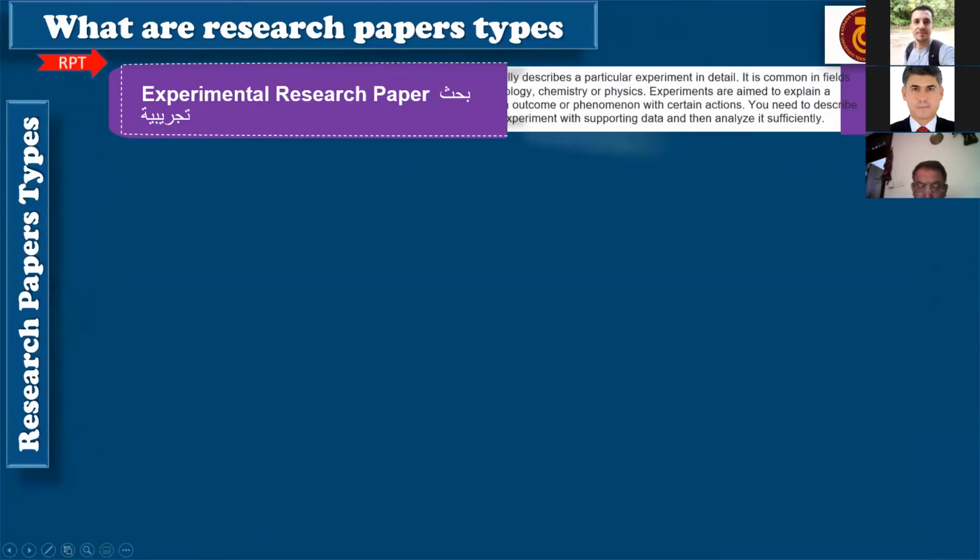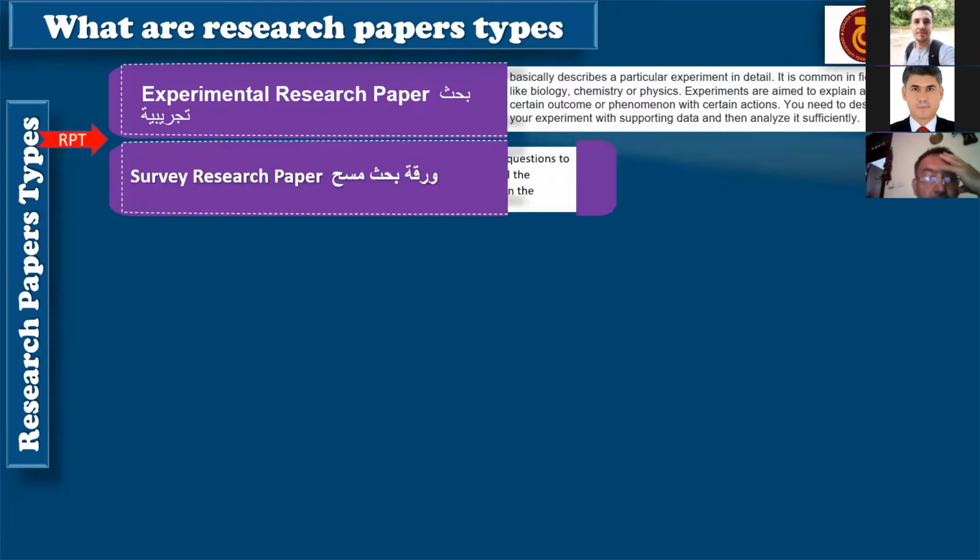There's an experimental research paper. Basically, it describes a particular experiment in detail. This is common in fields like biology, chemistry, physics. Experiments are aimed to explain a certain outcome or phenomenon with certain actions. You need to describe your experiment with the supporting data and then analyze it subsequently.